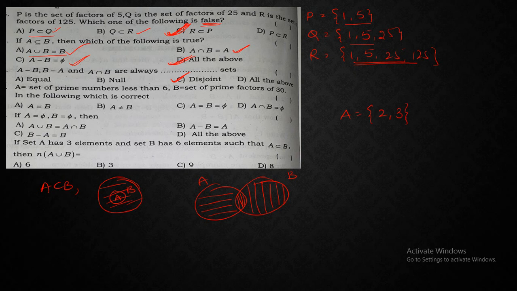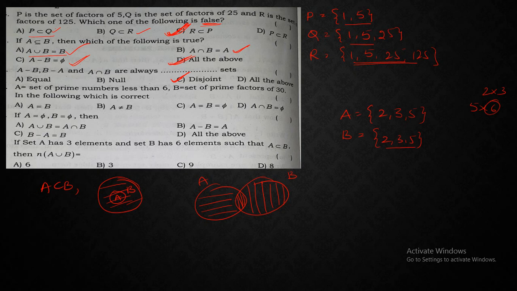So those are nothing but 2, 3 and 5. Next, set B is nothing but the prime factors of 30. So prime factors of 30 means, how will you get 30? 5 times 6 is 30, and this 6 I can write as 2 times 3. So 5 times 3 is 15, 15 times 2 is 30. So the prime factors are 2, 3, 5.